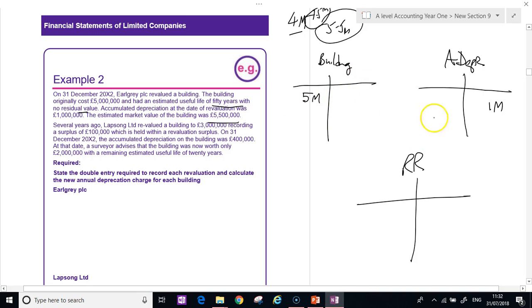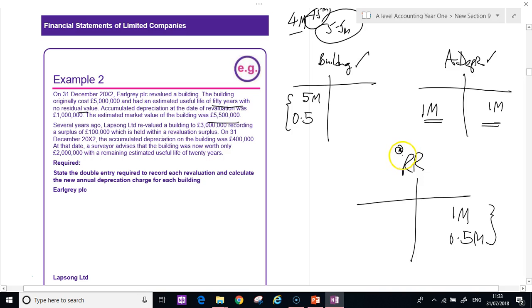So the first thing we have to do is to eliminate the accumulated depreciation. So we debit accumulated depreciation and take it to revaluation reserve. You can see now that that's gone. And then all we do is just top up the building by the additional 0.5 million. So we can see that we've arrived at what we want. We want 5.5 million showing in our building and 1.5 million showing in our revaluation reserve. And that's how you deal with a revaluation. Just a straightforward revaluation that has an asset, an accumulated depreciation, and creating a revaluation reserve for it.